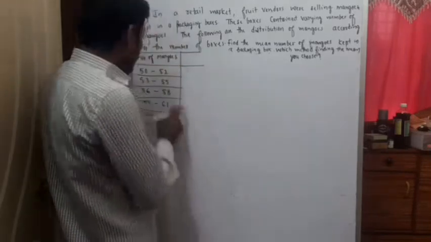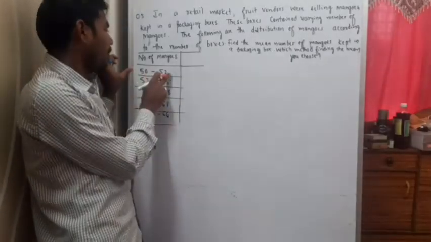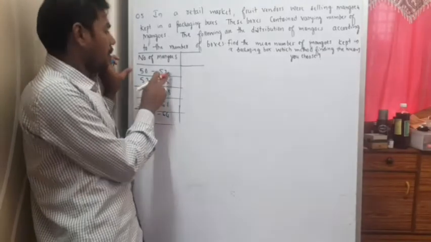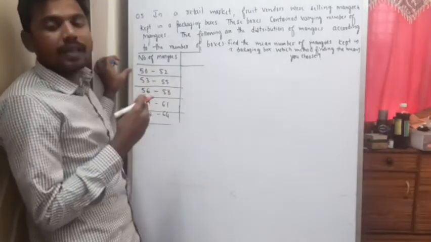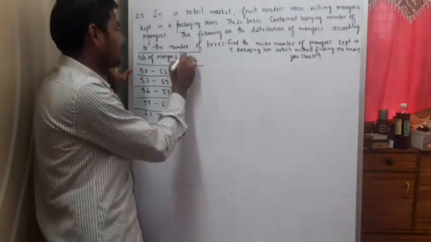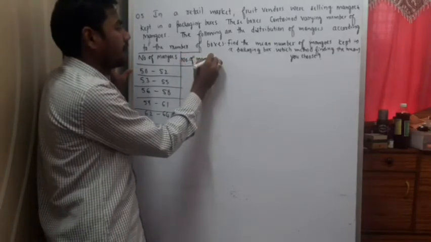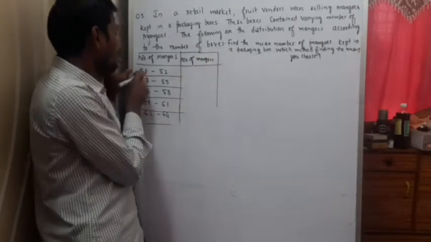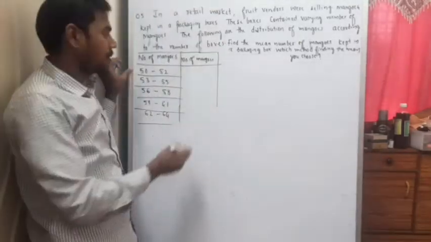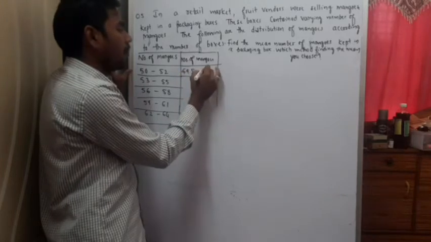Before that, you see whether these intervals are continuous. No. 50, 52. After that, 52 should have come here, but what is there? 53 is there. But what we need is a continuous class interval. So for that, what we can do is change this number of mangoes. Subtract 0.5 from the lower limit and add 0.5 to the upper limit. So what we'll get is 49.5 to 52.5.